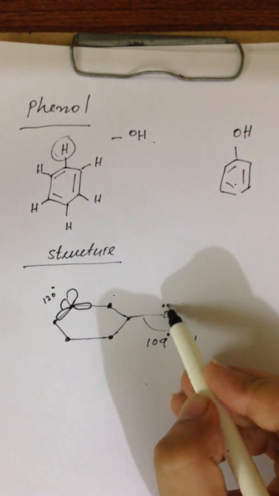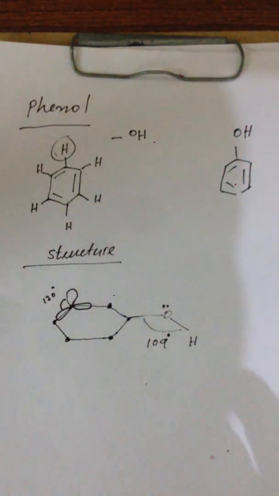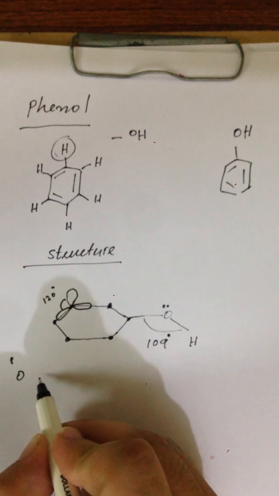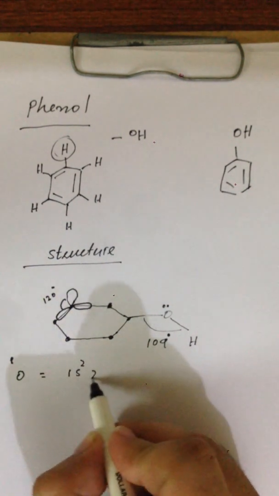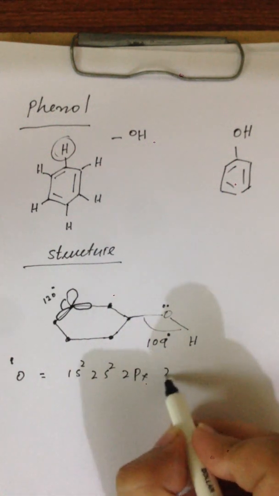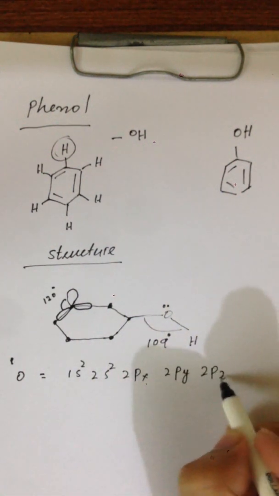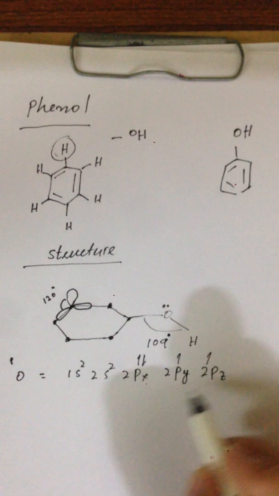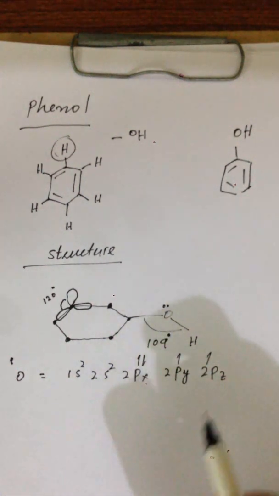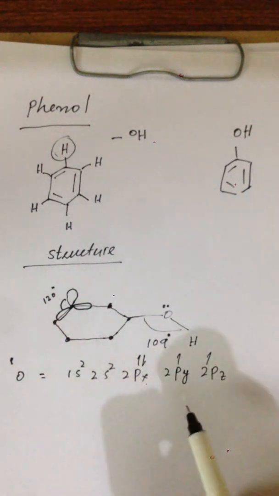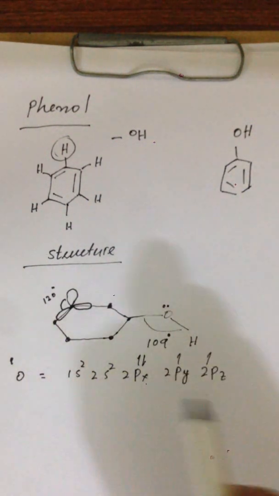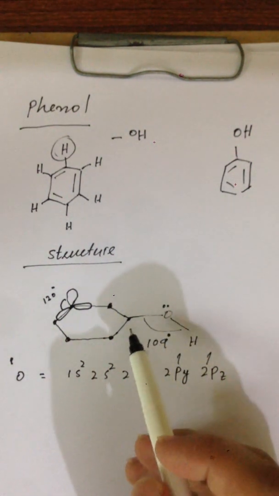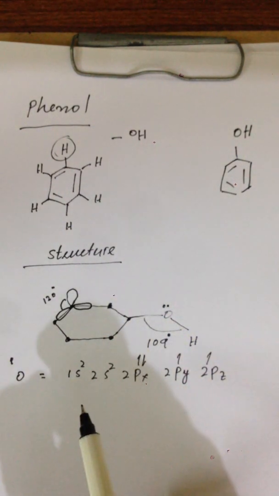The oxygen atom has 2 unpaired electrons. If we look at the electronic configuration of oxygen, it is 1s2, 2s2, 2px, 2py, 2pz. It has 2 unhybridized orbitals with 1 electron each. One of these unhybridized orbitals will form a sigma bond with the sp2 hybridized orbital of the carbon atom.